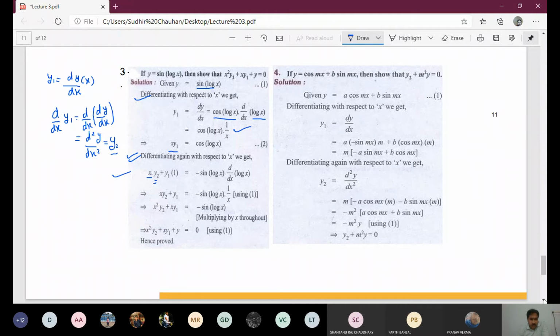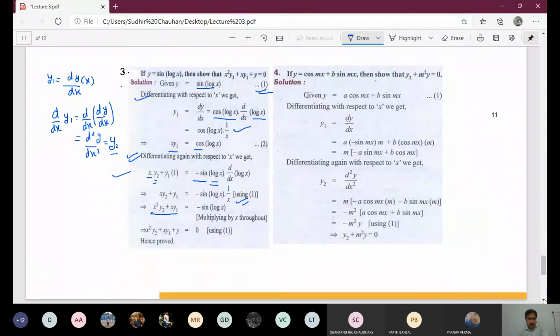Now on the right hand side, again the differential of cos is minus sine log x as it is, then the differential coefficient of log x, that is 1 by x. So the left hand side will remain the same. Now again, x is in the denominator, we can cross multiply it. So we get x square y2 plus x y1, and it is minus sine log x. Now sine log x is equal to y from 1.